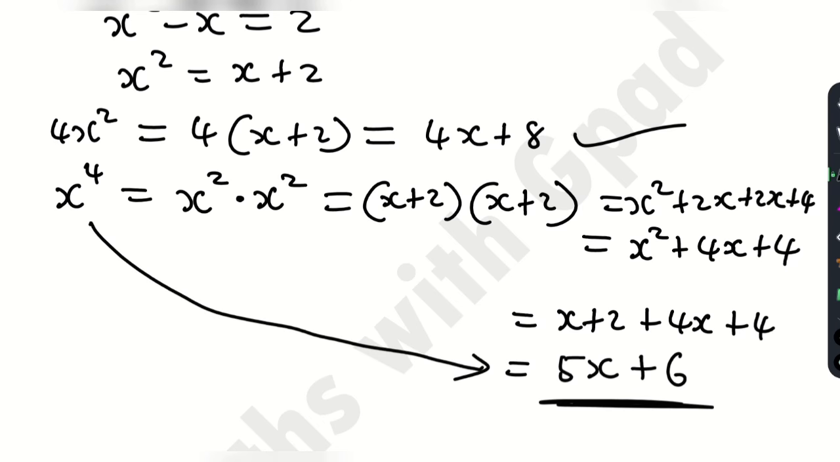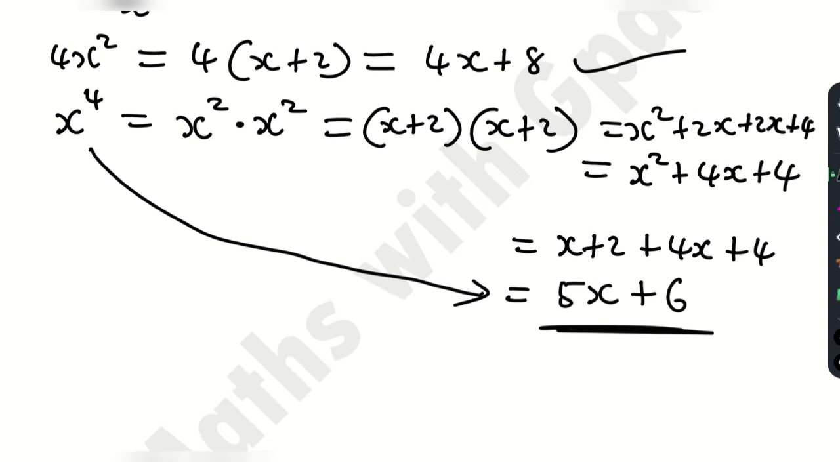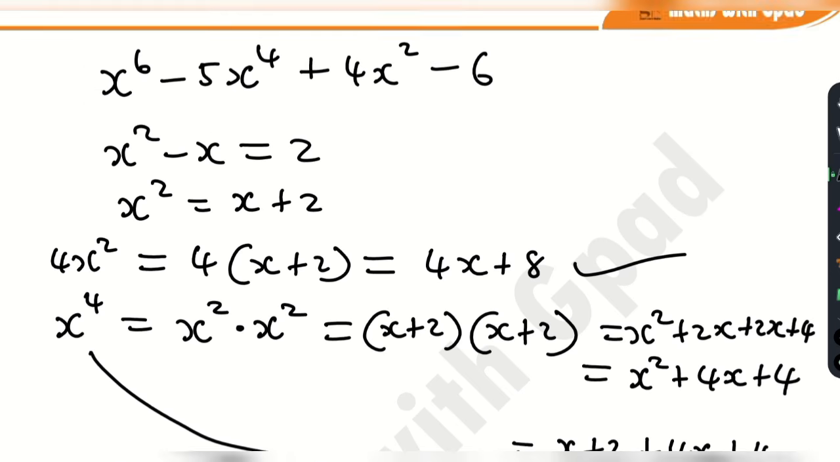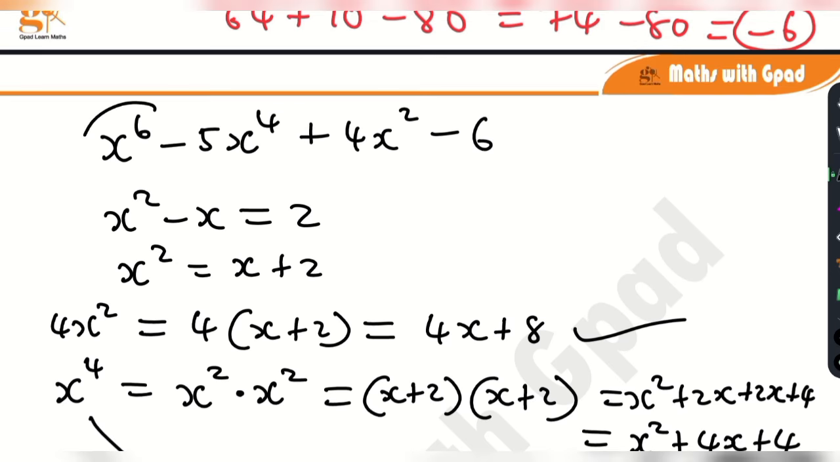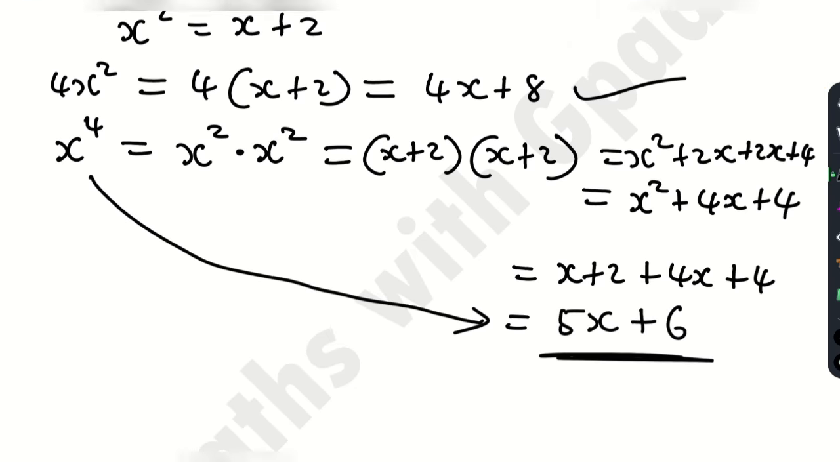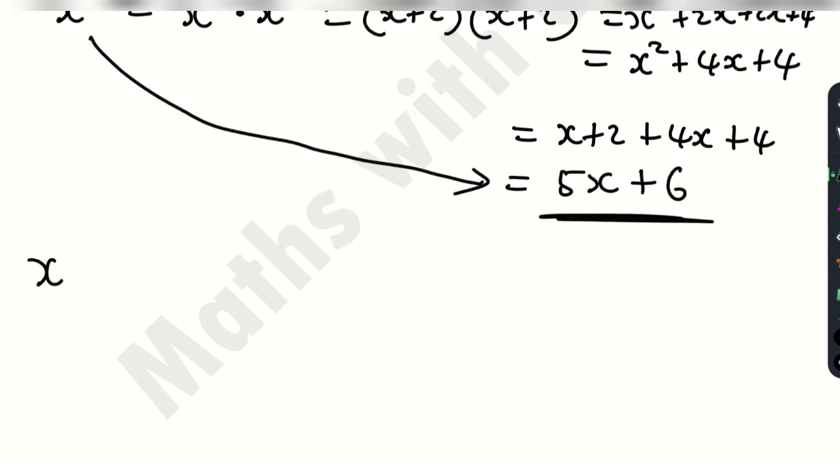Pardon these unconventional diagrams or arrows, but it will help us to easily identify what x raised to the power 4 is. Now we keep going. What else do we have? We need to get x raised to the power 6. Let's do that. What would that be? Still using the same law of indices, I'm going to have this times this again, right?